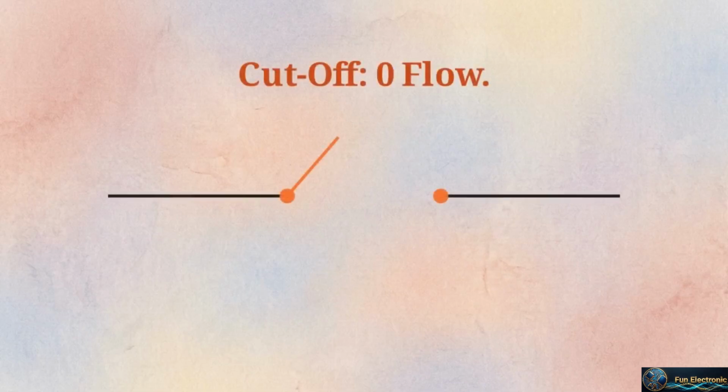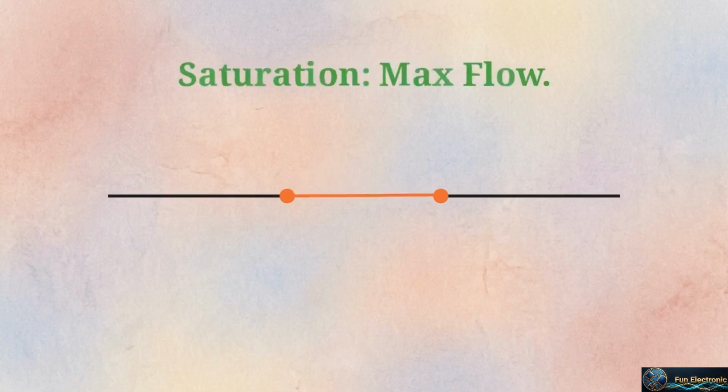First is the cutoff region. If you provide zero base current, the junctions remain reverse biased and the device is fully off. It acts identically to a severed wire or an open switch. On the other extreme is the saturation region. By forward biasing both junctions, the transistor turns fully on. It acts as a closed switch, letting maximum current pass through, the foundation of modern digital logic.